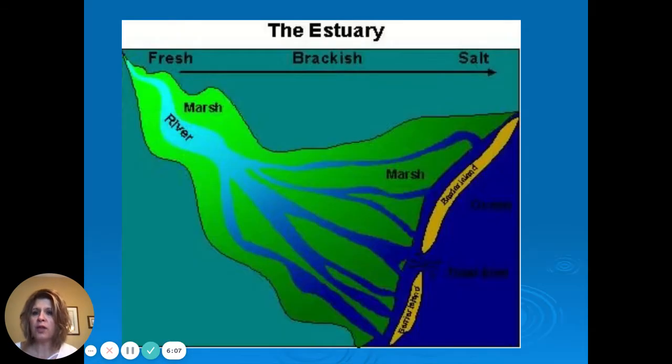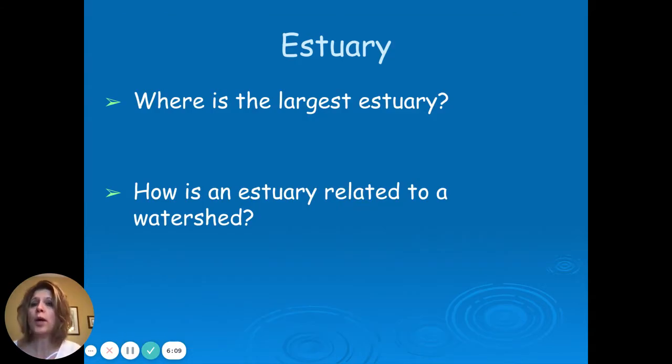Now, this is the question. Where is the largest estuary? Our largest estuary in the world is that of the Chesapeake Bay. And guess what? You are a part of the Chesapeake watershed.